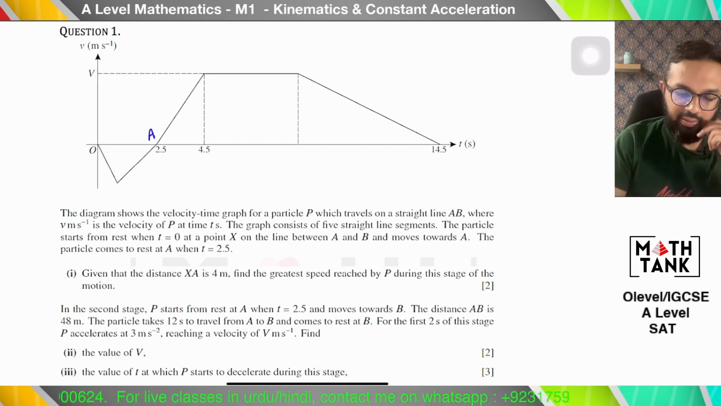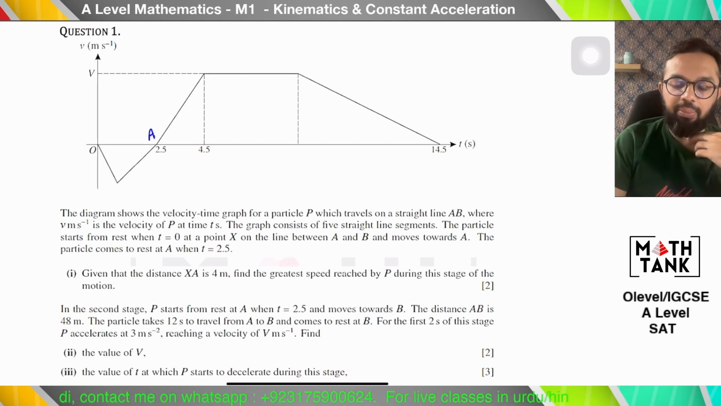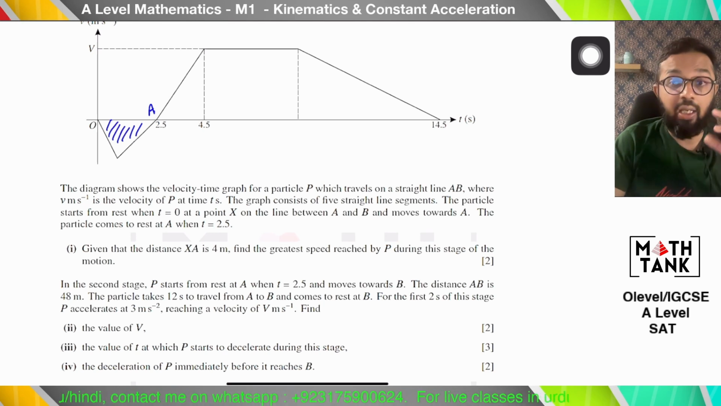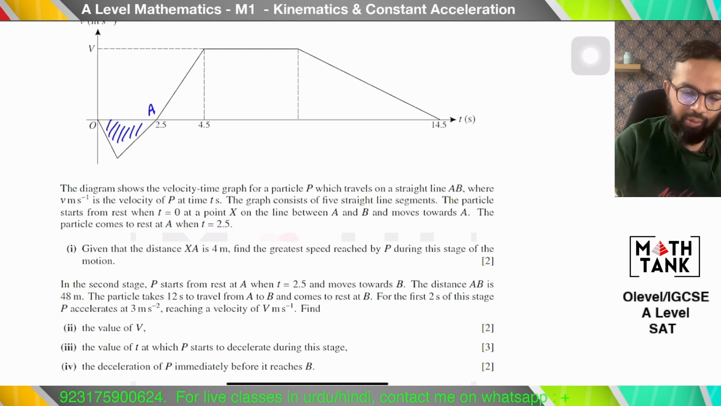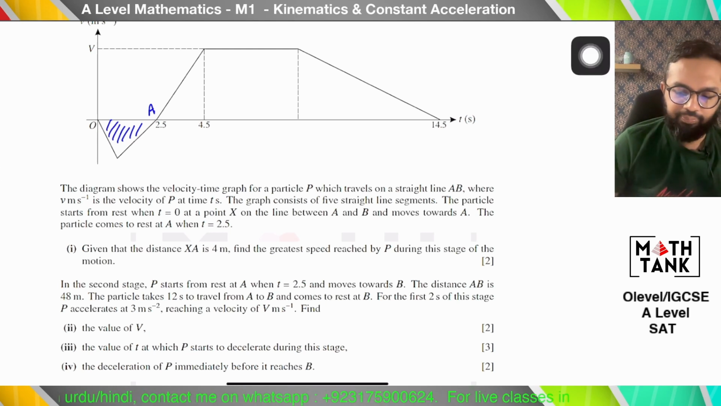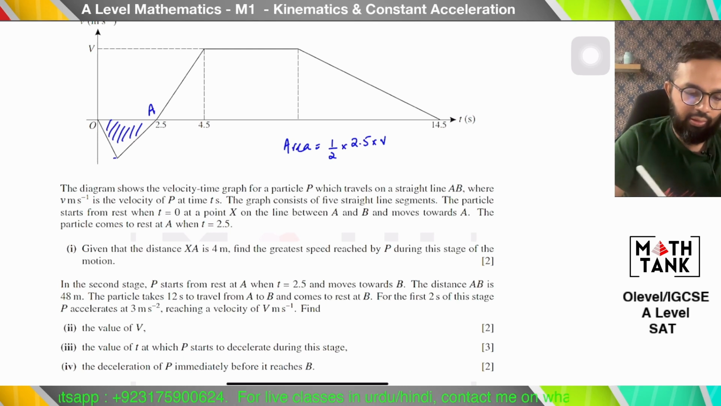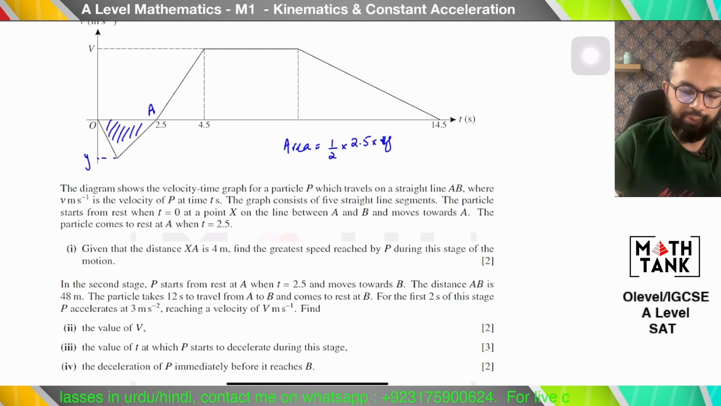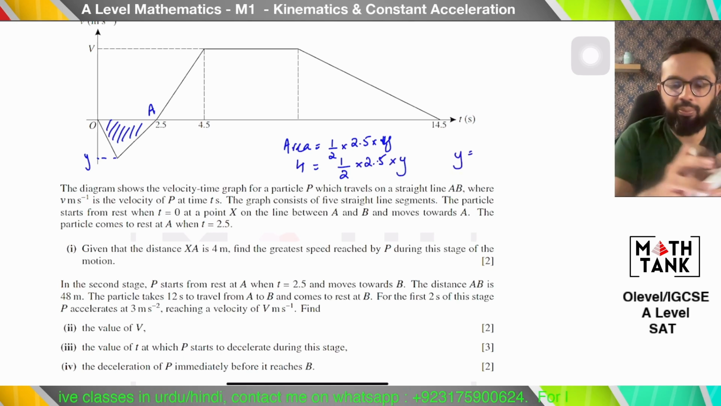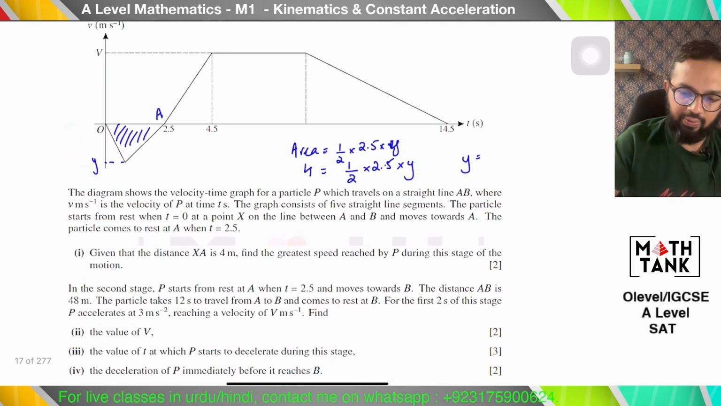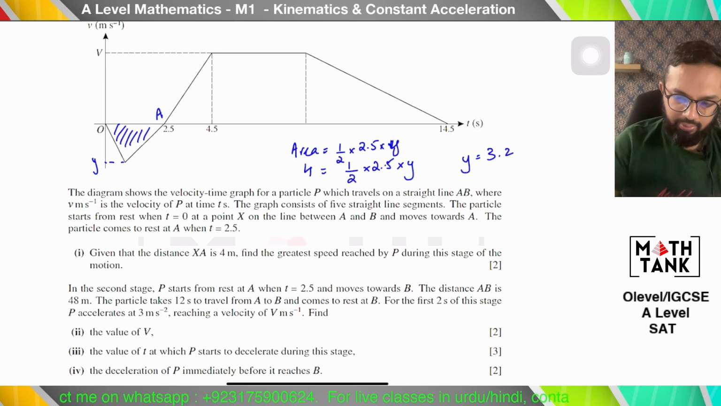Given that the distance XA is 4 meters, find the greatest speed reached by P during this stage of the motion. So I'm basically telling you that this portion, the area below the x-axis, is what the question is talking about. So part 1 is just area equals half into base into, let's call that Y so that I don't confuse it with the other V. 4 equals half into 2.5 into Y, so therefore Y comes out to be 8 divided by 2.5, 3.2. Okay, 3.2 meters per second.